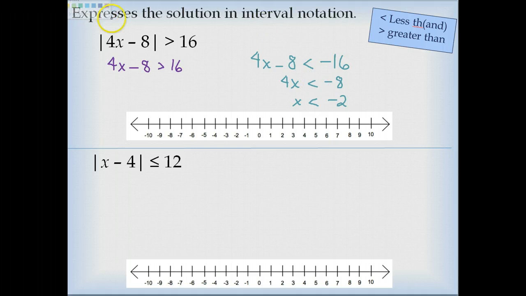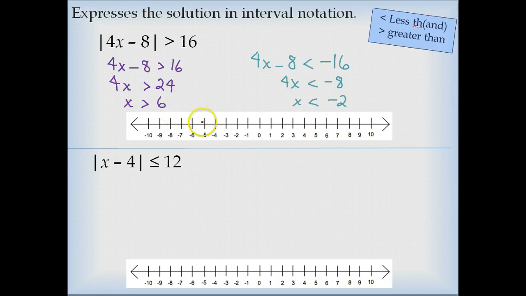Okay, let's go back to this other one. Same process. I'm going to start out by adding 8, so I'm going to have 4x is greater than, in this case, my 16 over here is positive, and if I add 8, I'm going to get 24. Then I'm going to divide by positive 4 on each side. I don't need to switch the direction of my inequality because I'm dividing by a positive number. But I'm going to get 24 divided by 4, which is 6.